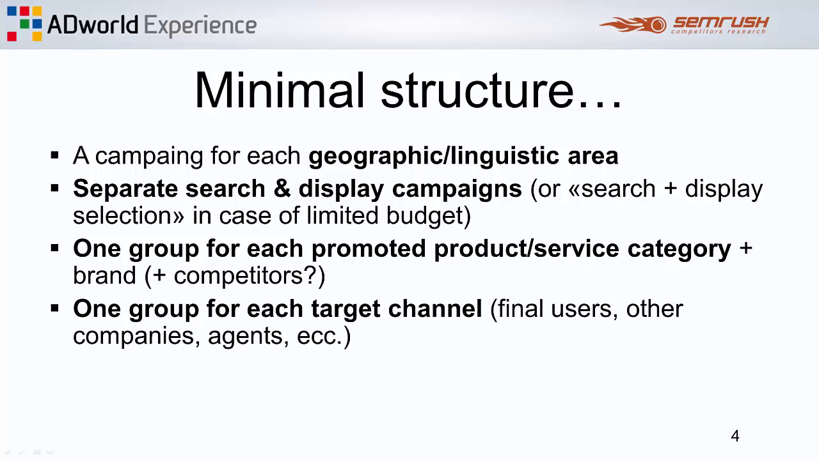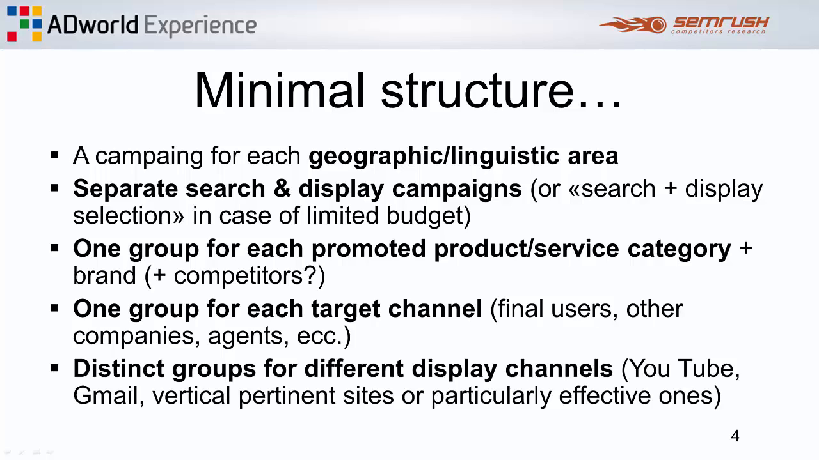One group for each target channel: final users, other companies if we are a business-to-business company, agents, or all the different target channels we want to reach. Distinct groups for different display channels. So if we target YouTube, Gmail, or we have very pertinent sites or particularly effective ones, so if we target one site or a group of them which is really effective for our campaigns, we should have distinct groups to target them.